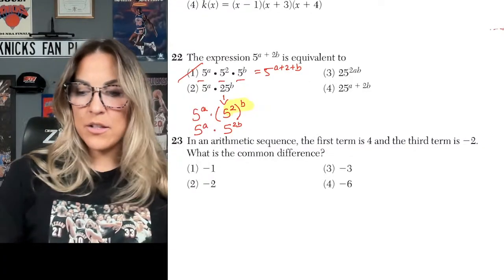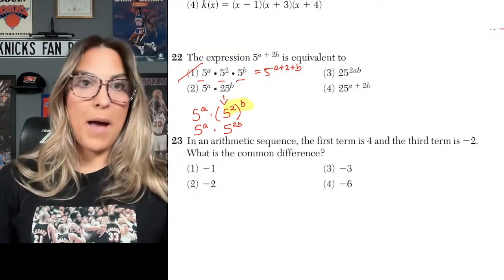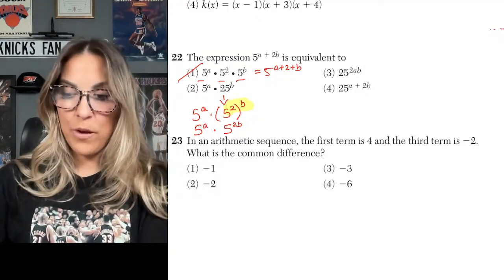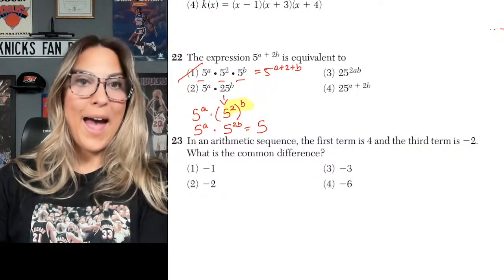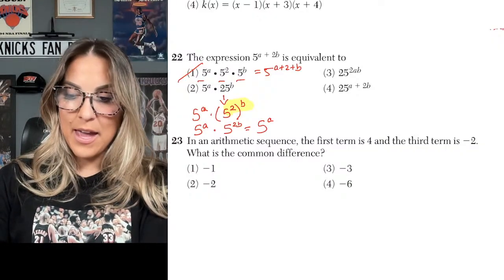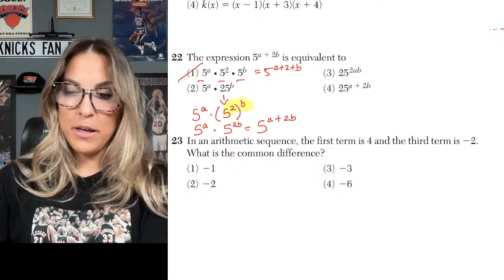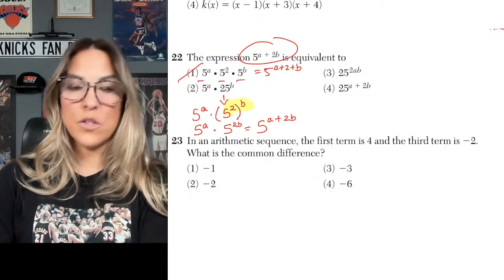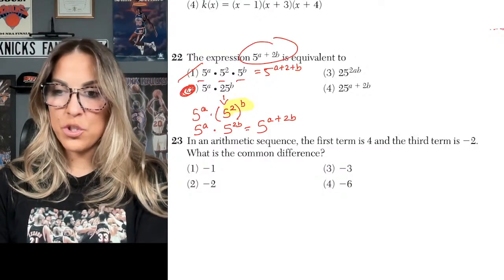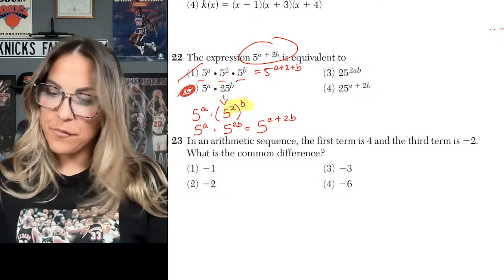And remember what we said in answer choice 1, when we're multiplying powers, we have the same base, which we do. We have a base of 5 now. You add the exponents. So now I have a plus 2b. And that is exactly what I had in this question. So answer choice number 2 is correct here.